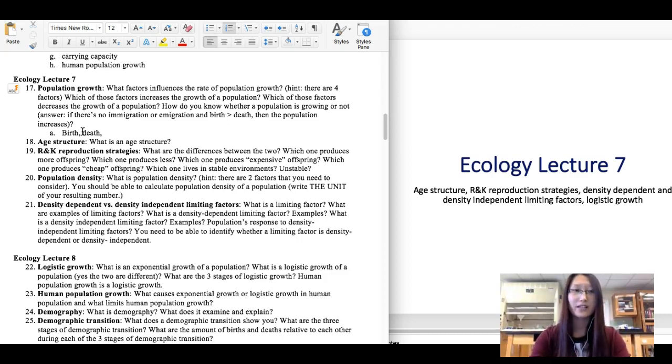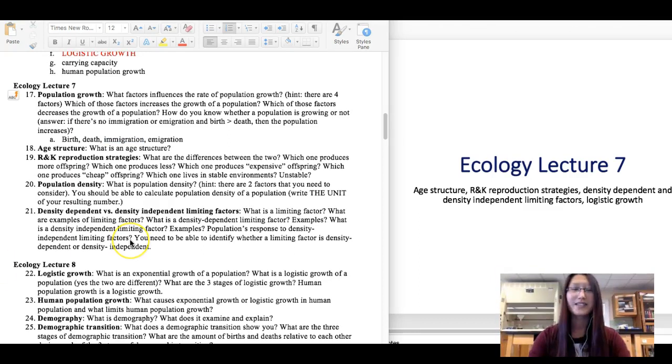The next one is immigration, and then the other one is emigration. Remember, immigration is moving in and emigration is moving out. I have indeed talked about this in Ecology lecture 6, but one more time. So these are the 4 factors that influence population growth.